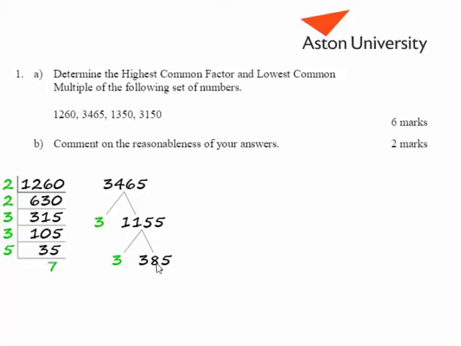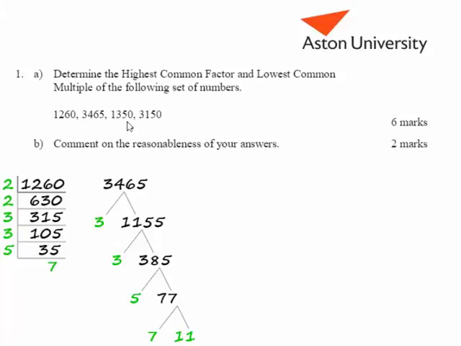385, 3 plus 8 is 11, 11 plus 5 is 16. 16 is not divisible by 3, so 385 is not divisible by 3. It's obviously divisible by 5, so we'll divide by 5 and we get 77. 77 is clearly made up of 7 and 11, both of which are prime factors. So that means the green numbers here are the prime factors of 3465.